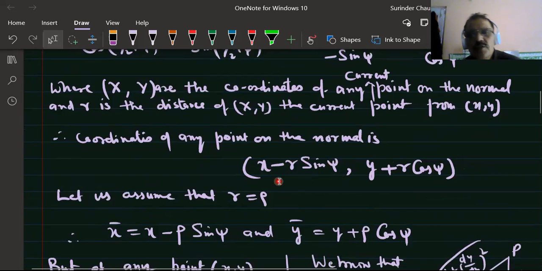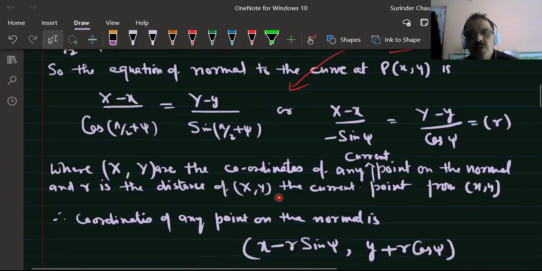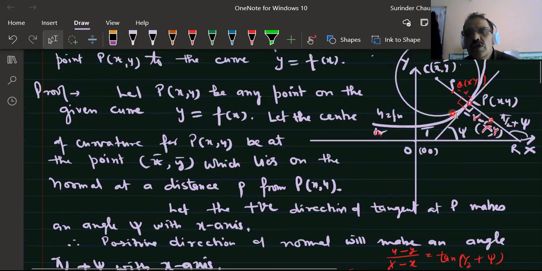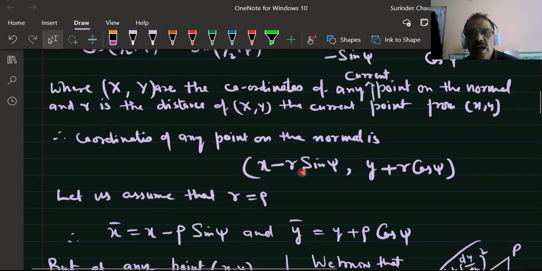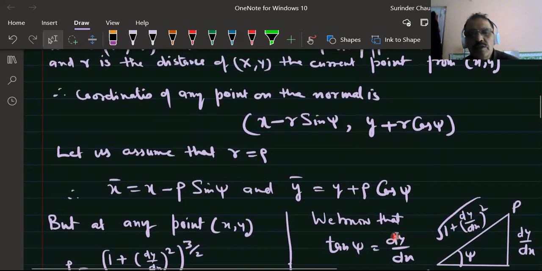Now if r becomes rho, then this capital X and Y coincide with x bar and y bar. So if we take r equal to rho, then they are the coordinates of the center of curvature: x bar equals x minus rho sin psi, and y bar equals y plus rho cos psi.